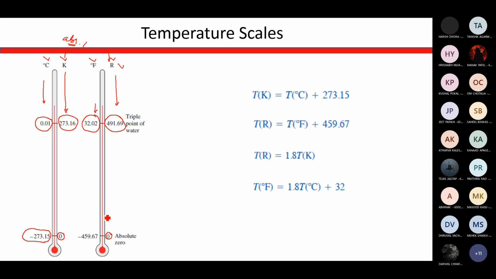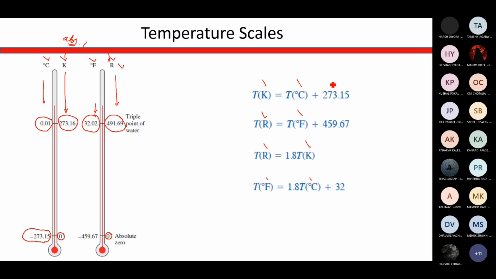Okay, so you can note down the relationship between the temperature in Kelvin and degree C, then Rankine and degree Fahrenheit, Rankine and Kelvin, and then degree Fahrenheit and degree C. So note down these 4 relations. They will be useful while converting the temperature from one unit to another unit, right?